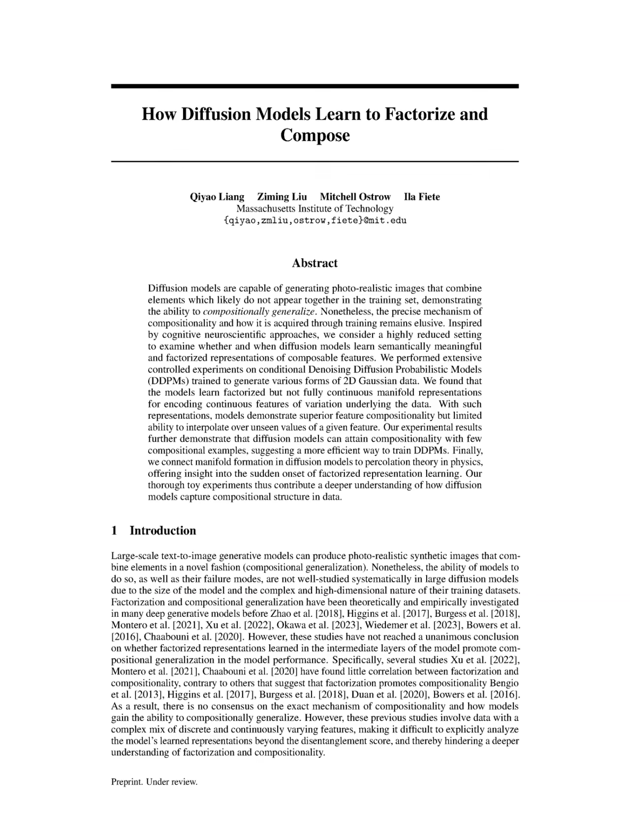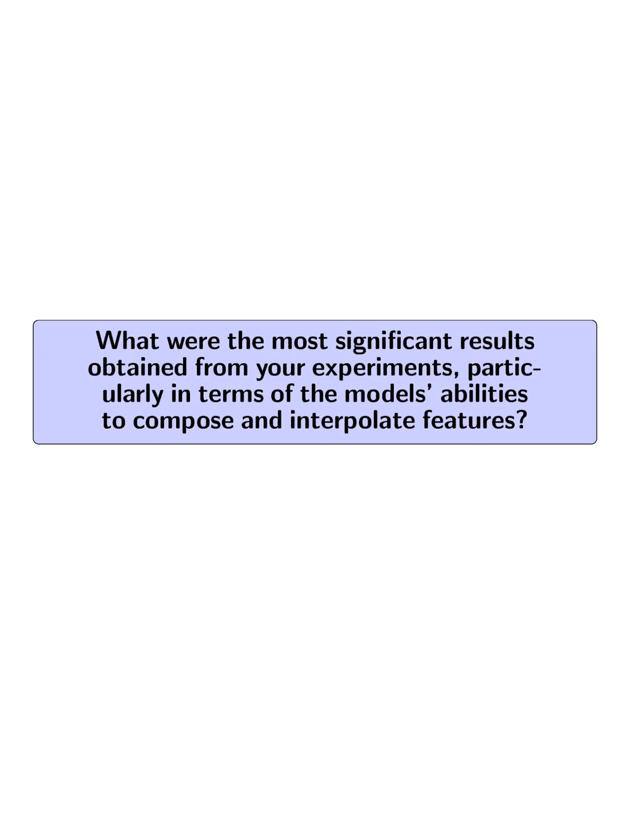Additionally, we analyzed the effective dimension of the learned representations through the participation ratio, which provided insights into the dimensionality of the model's internal representation during training. These methods collectively allowed us to assess the model's ability to generalize beyond the training distribution and their data efficiency in learning compositionality. What were the most significant results obtained from your experiments, particularly in terms of the model's abilities to compose and interpolate features?